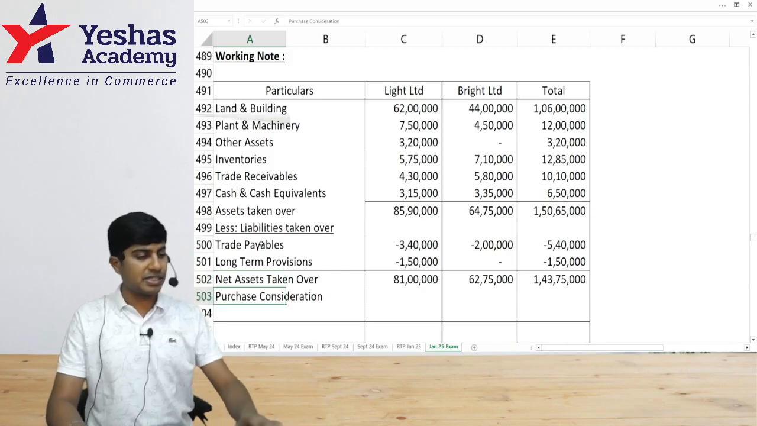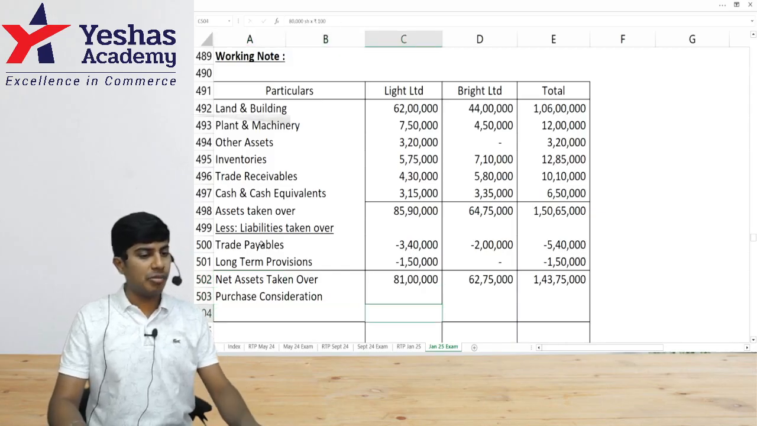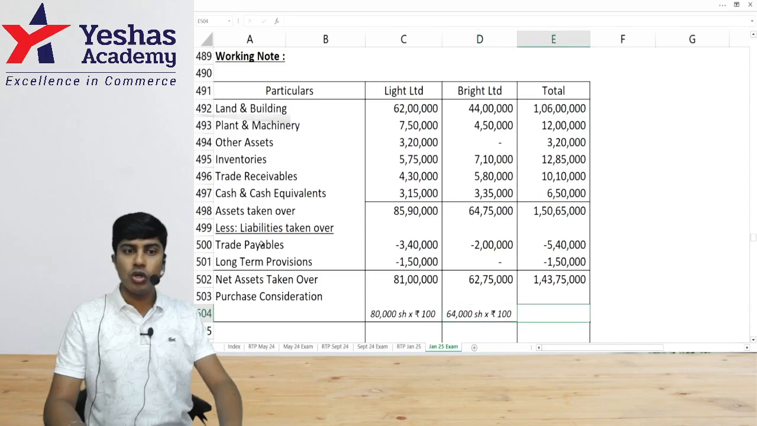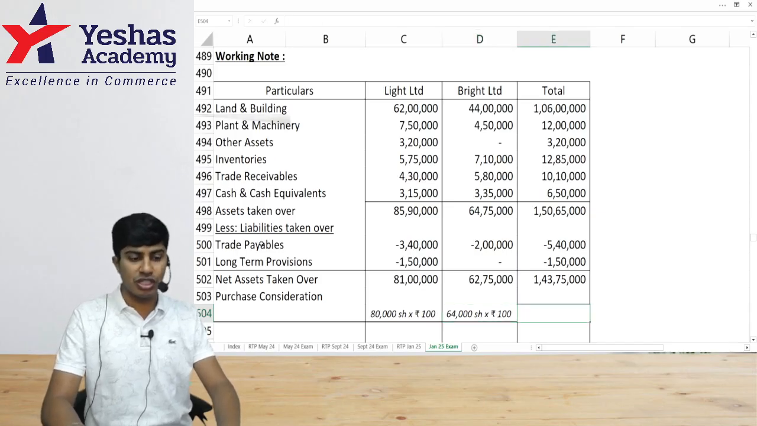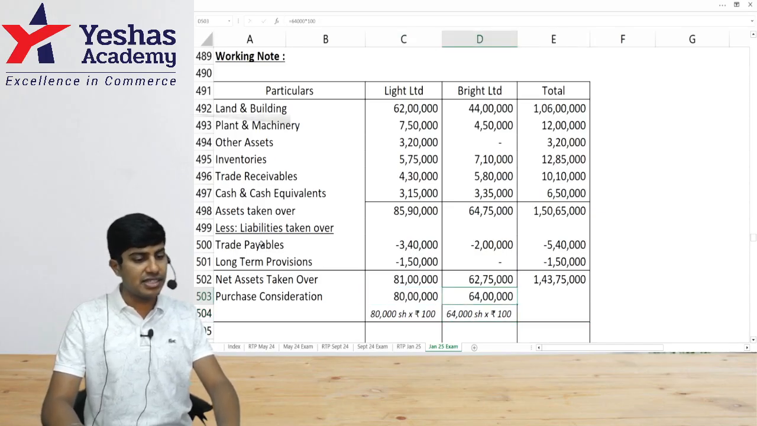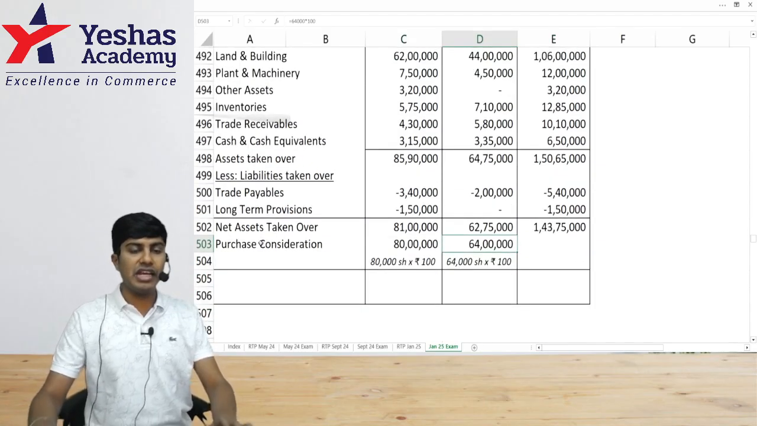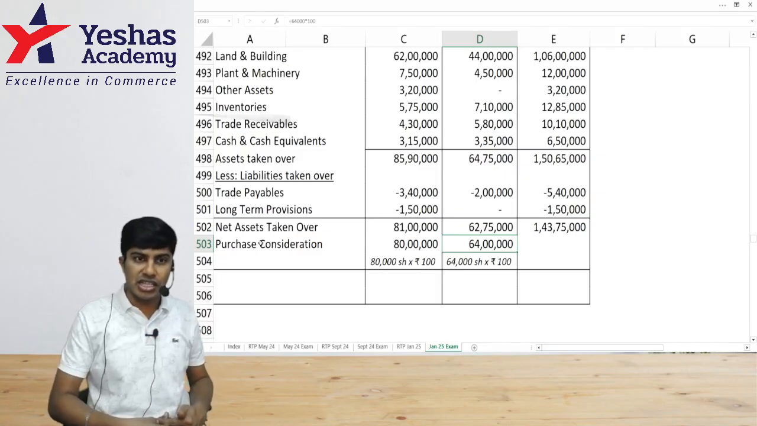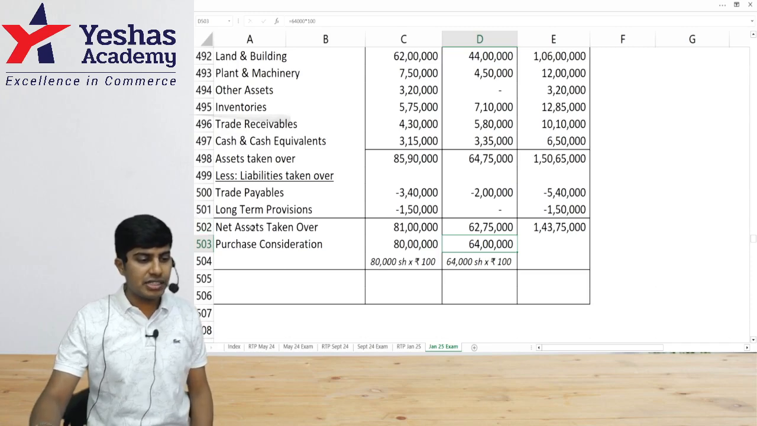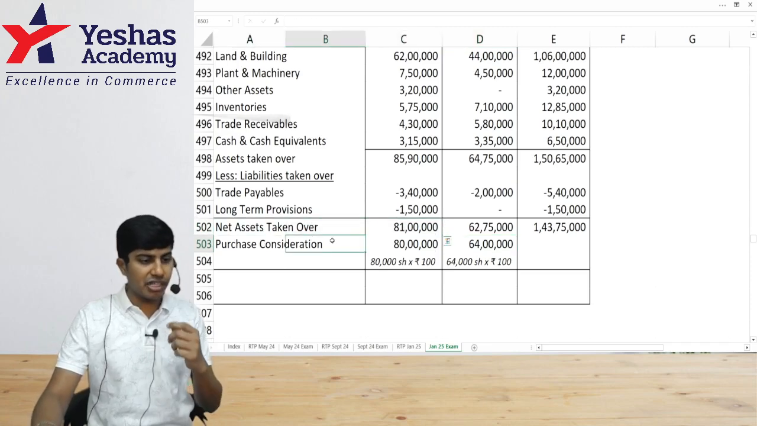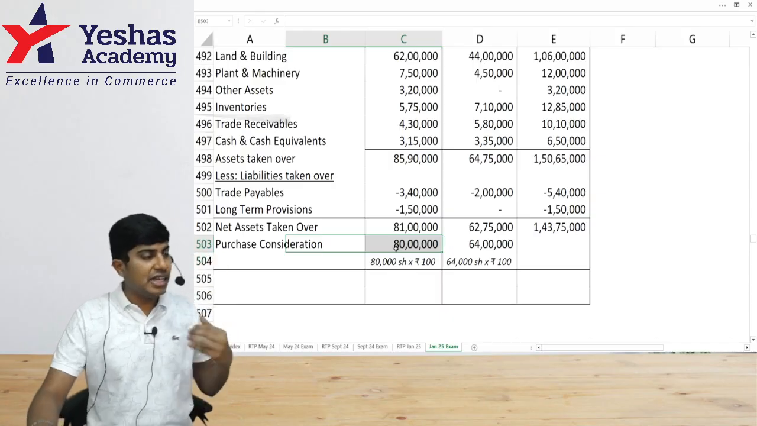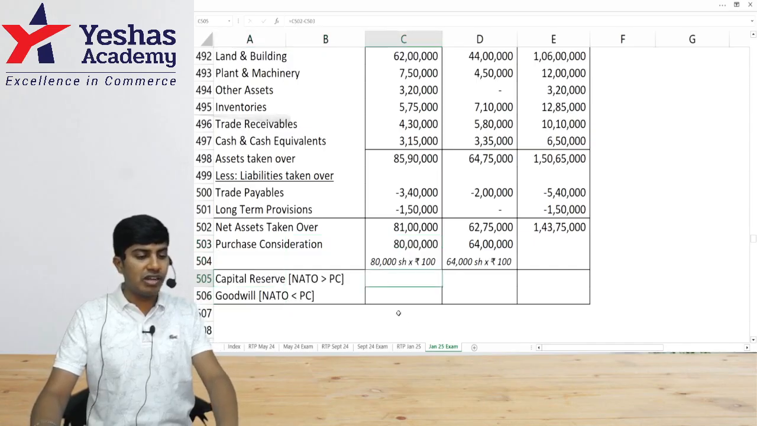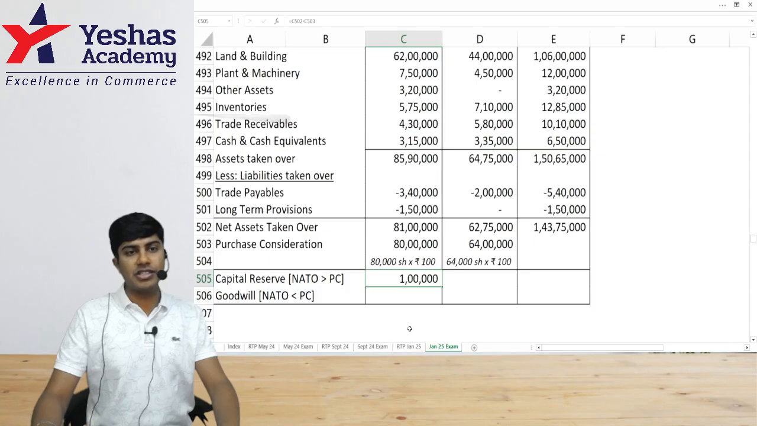For this they have given purchase consideration. To Light Limited they gave 80,000 shares of 100. To Bright Limited they gave 64,000 shares. Together they have given 1,44,000 shares. This is 80 lakh. This is 64 lakh. If they have given excess consideration, it is goodwill. If they have given shortage consideration, it is capital reserve. See, assets taken over 81 lakh. Consideration given 80 lakh, we have given less. It is profit. PC is lesser than NATO, so that will lead to capital reserve of 1 lakh.